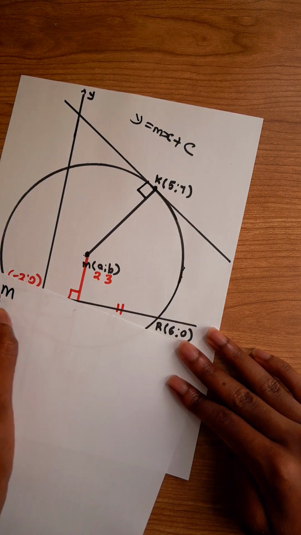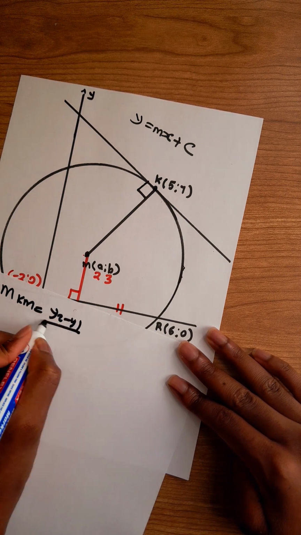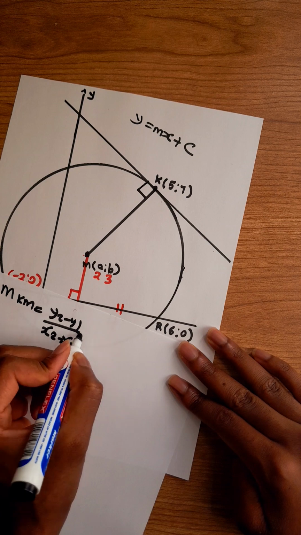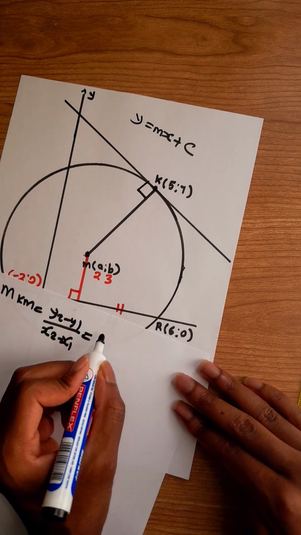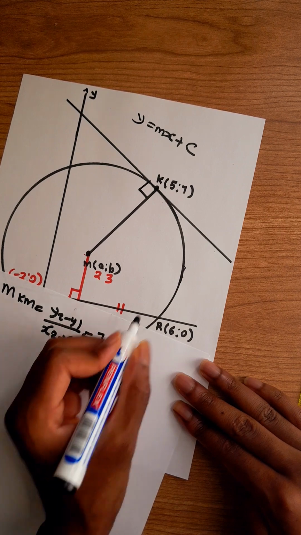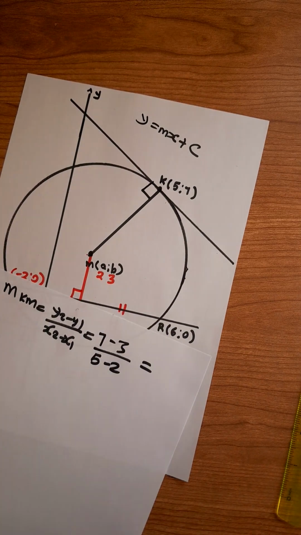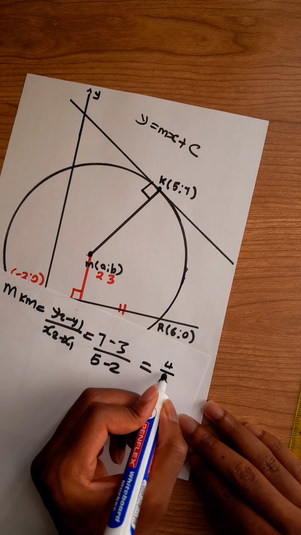So the gradient of KM is going to be y2 minus y1 divided by x2 minus x1, right? What is y2? It is going to be 7. What is y1? It is going to be 3. What is x2 minus x1? It is going to be 5 minus 2. Quickly let me hit the calculator. I'm going to have 7 minus 3 divided by 5 minus 2. It is going to be 4 divided by 3.